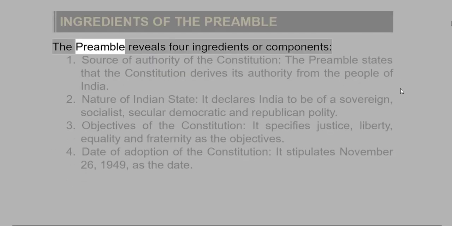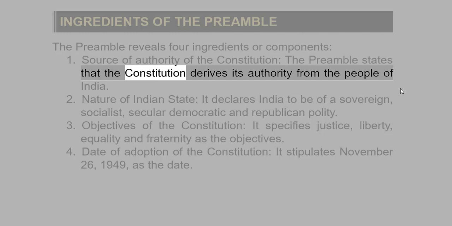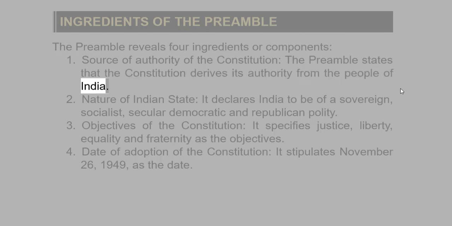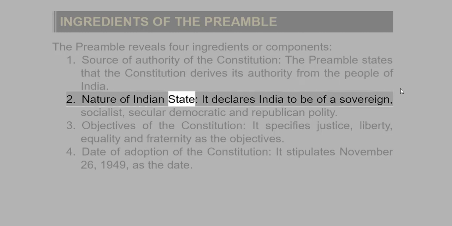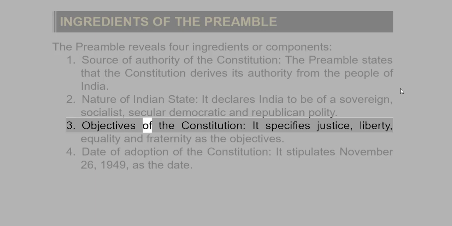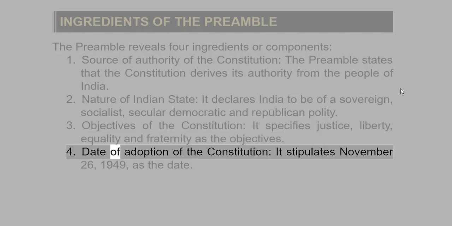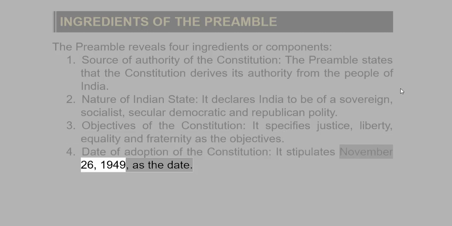Ingredients of the preamble. The preamble reveals four ingredients or components. One, source of authority of the Constitution. The preamble states that the Constitution derives its authority from the people of India. Two, nature of the Indian state. It declares India to be a sovereign, socialist, secular, democratic and republican polity. Three, objectives of the Constitution. It specifies justice, liberty, equality and fraternity as the objectives. Four, date of adoption of the Constitution. It stipulates 26th November 1949 as the date.